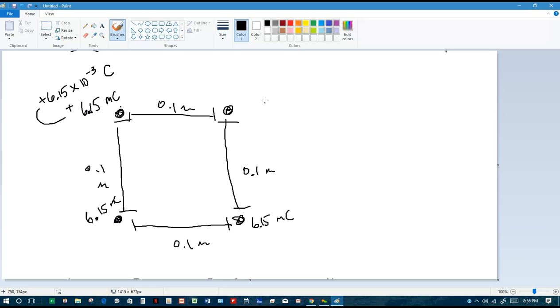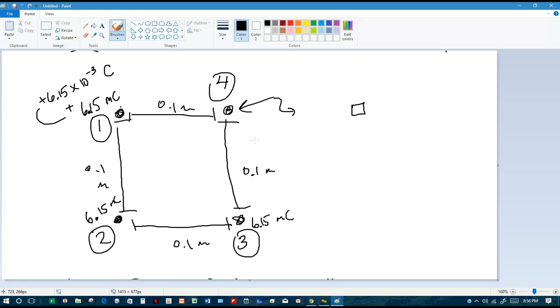all of the forces that this charge right here feels, okay? And we're going to do it conceptually first. I'm going to draw a free body diagram for that charge. I'm going to refer to the top left charge as charge 1. I'll refer to the bottom left charge as charge 2. The bottom right charge is charge 3. And the one that we're going to be evaluating for this 5-minute example is going to be charge 4, okay?